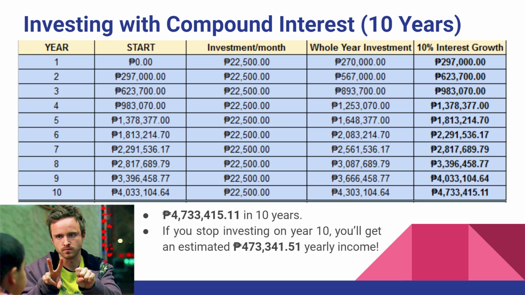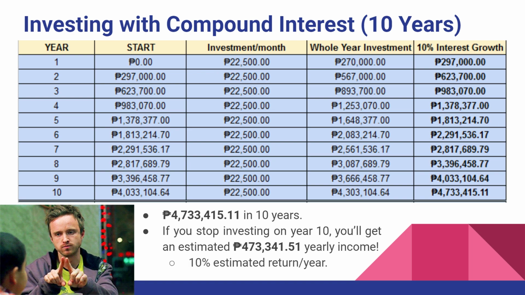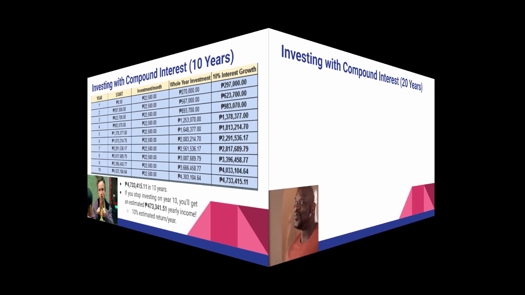So that's 10 years. If you stop investing in year 10, you'll get an estimated 473,000 pesos yearly income. For example, you started investing at 25, and at 35 you can stop working whatever you're working on if you're not happy with it, or if you're stressed out, or you're burnt out. You're gonna get 473,000 yearly income by just investing 270,000 pesos a year. So yeah, that is a very good thing. Of course, that income is at an estimated return per year of 10%.